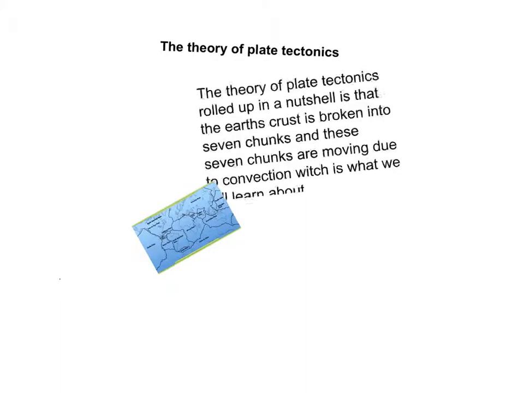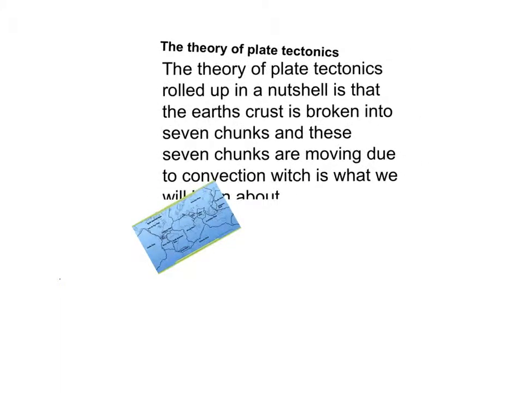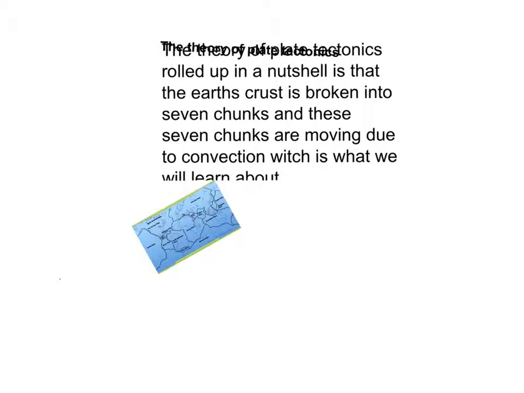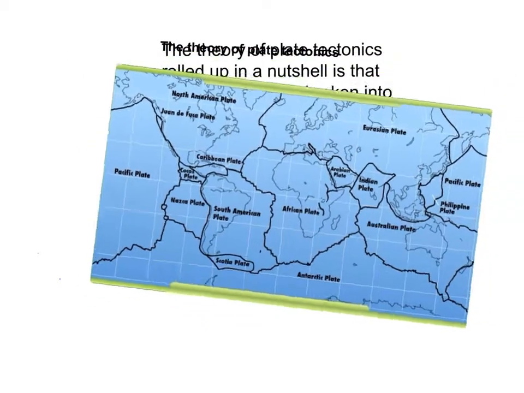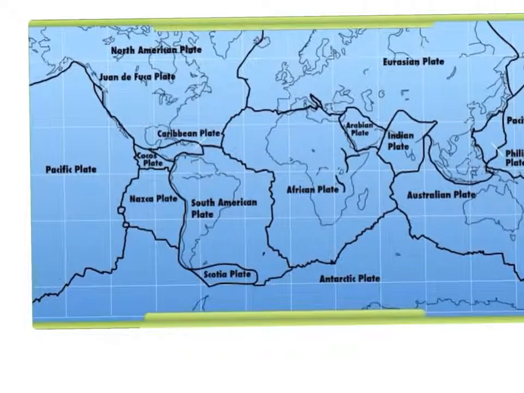The theory of plate tectonics. The theory of plate tectonics, rolled up in a nutshell, is that the Earth's crust is broken into 7 chunks, and these chunks are moving due to convection, which is what we will learn about later on. Here's a picture of the 7 plates.